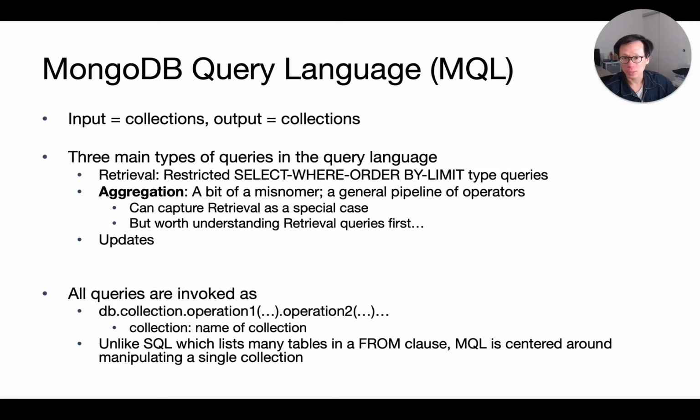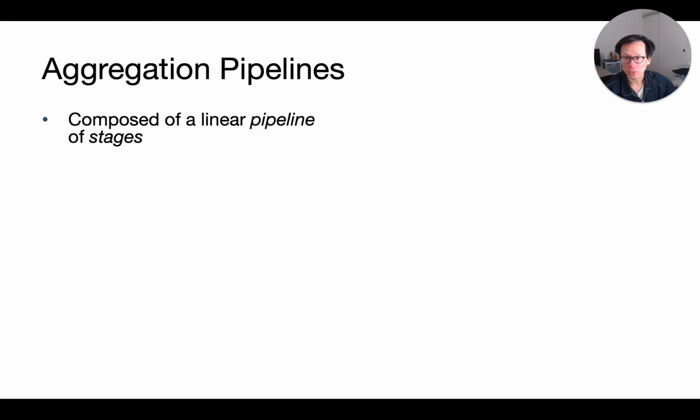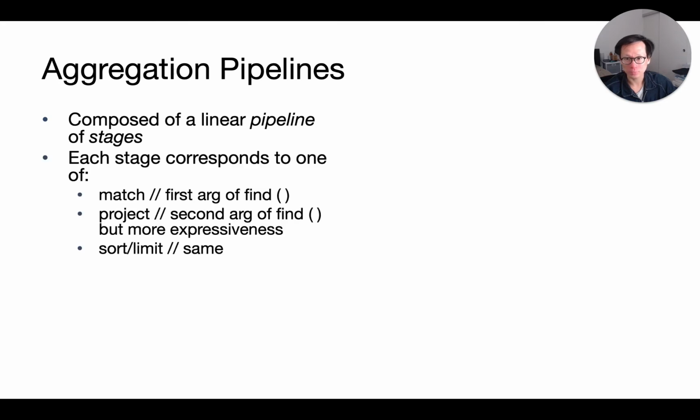Now let's talk about aggregation queries in MQL. Aggregation queries in MQL are expressed using pipelines with multiple stages. Each stage contains an operator along with its arguments. We have seen some of these operators before. For instance, filtering, which is called match in MQL, projection, sorting, and many others.